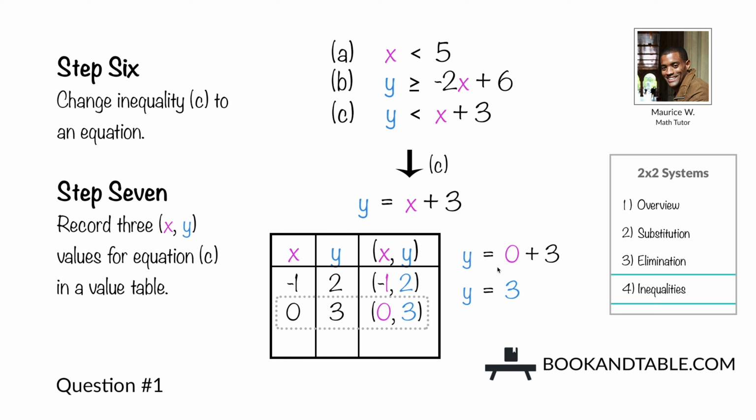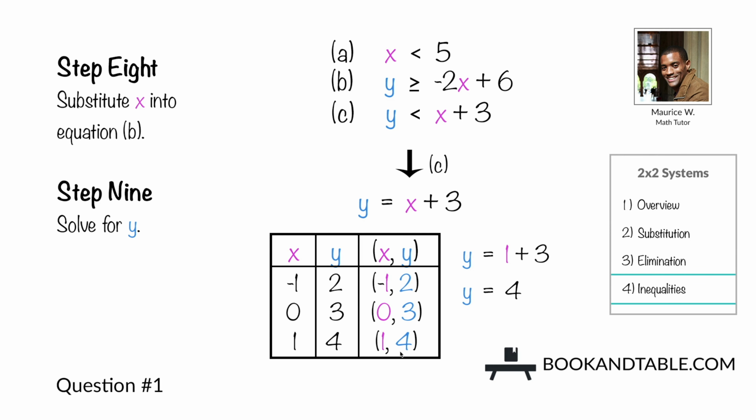The second point, when x is 0, y is 0 plus 3, which is 3. So 0, 3 is the second point in the value table. And when x is 1, y is equal to 1 plus 3, which is 4. So 1, 4 is the third point in this value table. And now that we have the value tables for A, B, and C, we can sketch all three of those lines. But before we do that, we want to find the three vertices where these three lines cross.